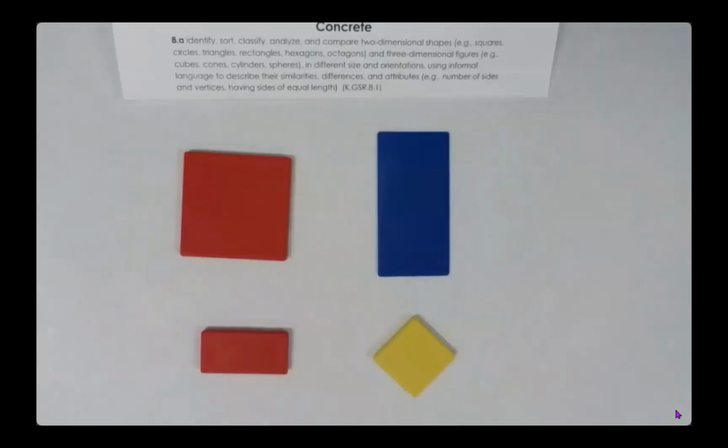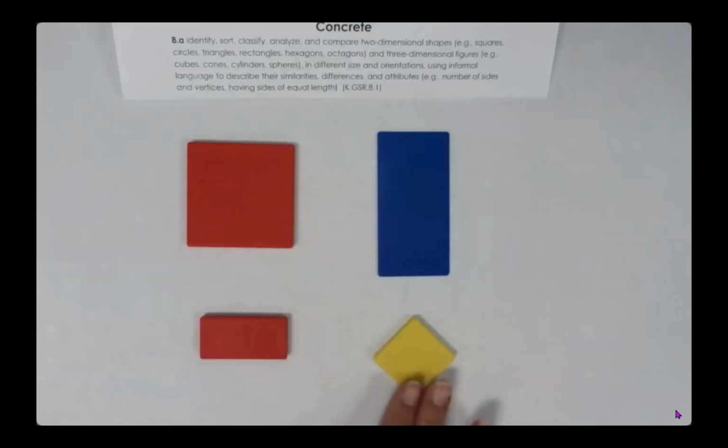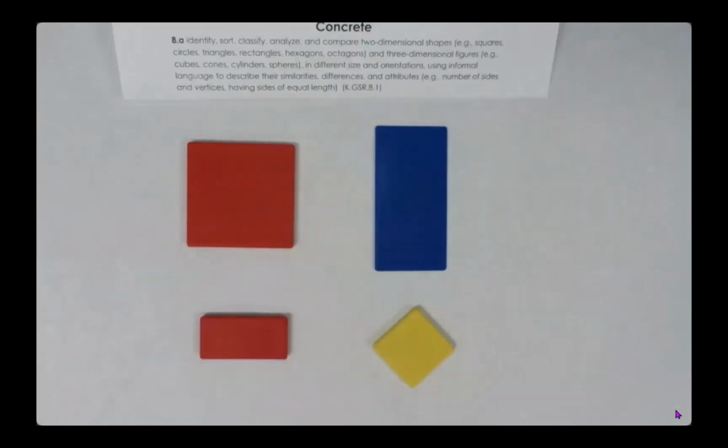I also want students to be able to compare shapes. So I may ask students, how are rectangles and squares alike? How are they different? And I might give them 4 different shapes to look at and have them talk through how these shapes are alike and how they are different. What I'm wanting students to notice is that all of these shapes, regardless of whether they are squares or rectangles, have 4 sides and 4 vertices.